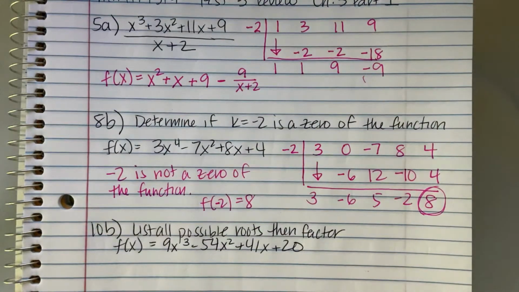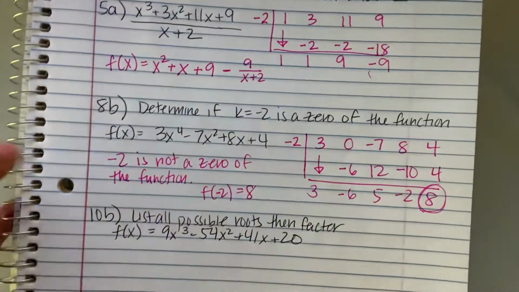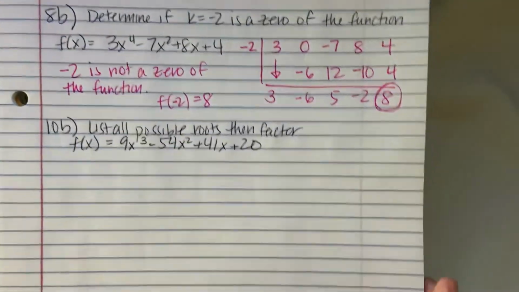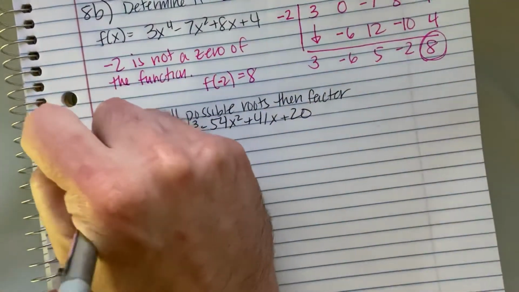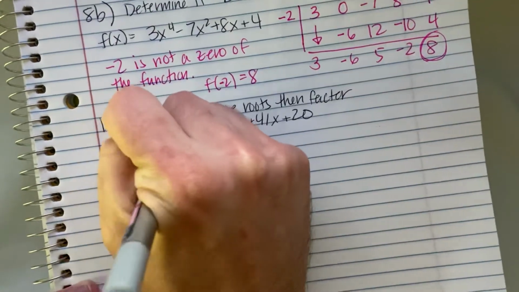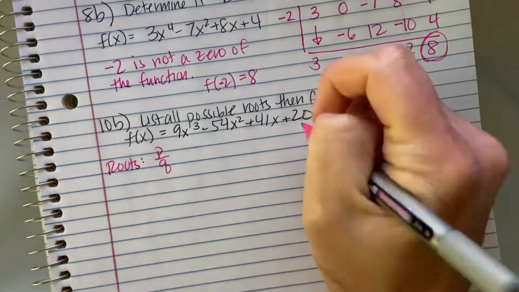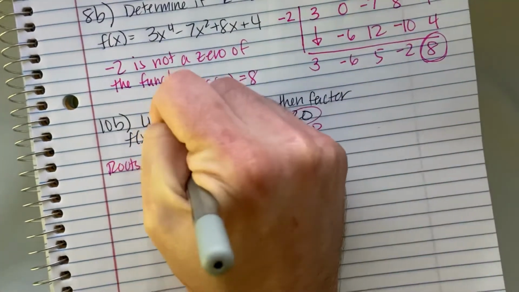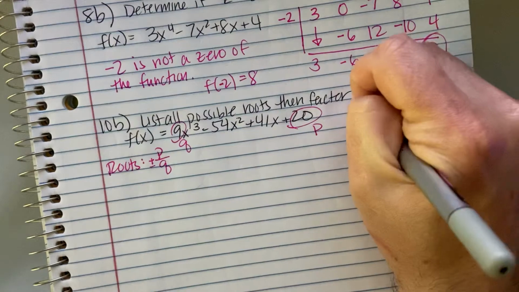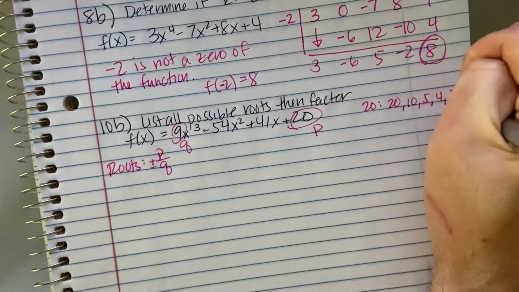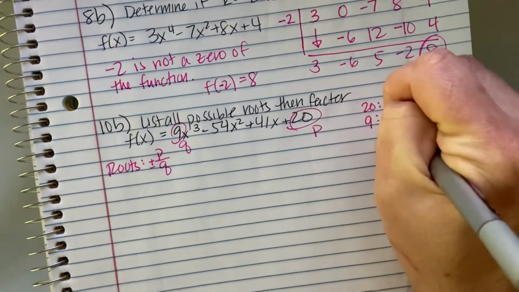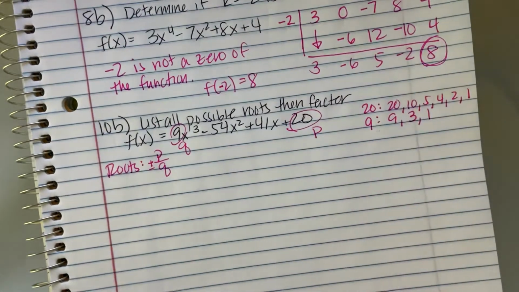Now, synthetic division also helps us for factoring, dividing out roots of things that are greater than degree 2, so more than quadratics, which we have our factoring techniques for. So something like 10b, which says list all possible roots then factor. Remember, roots are all the p over q's you've got. Remember, p is the last term, q is the first term, and it's plus or minus. So what are all the factors of 20? 20, 10, 5, 4, 2, and 1. What are the factors of 9? 9, 3, and 1. So what are all my possible roots?